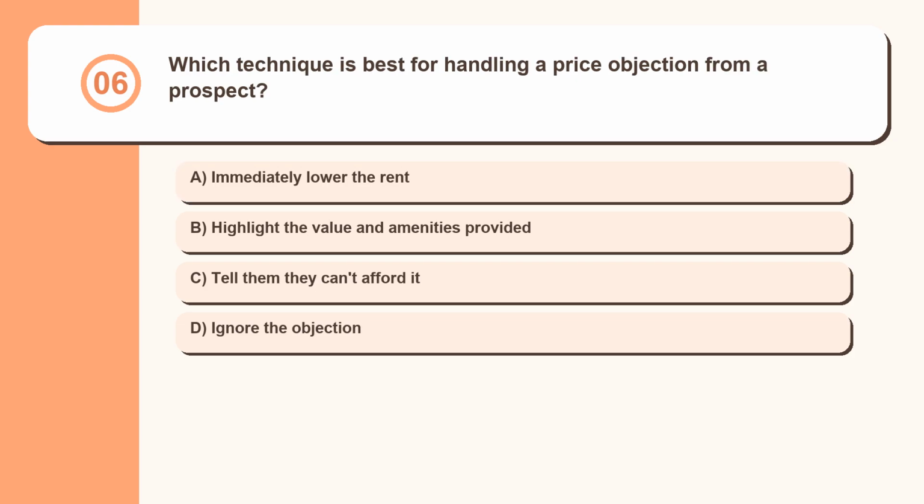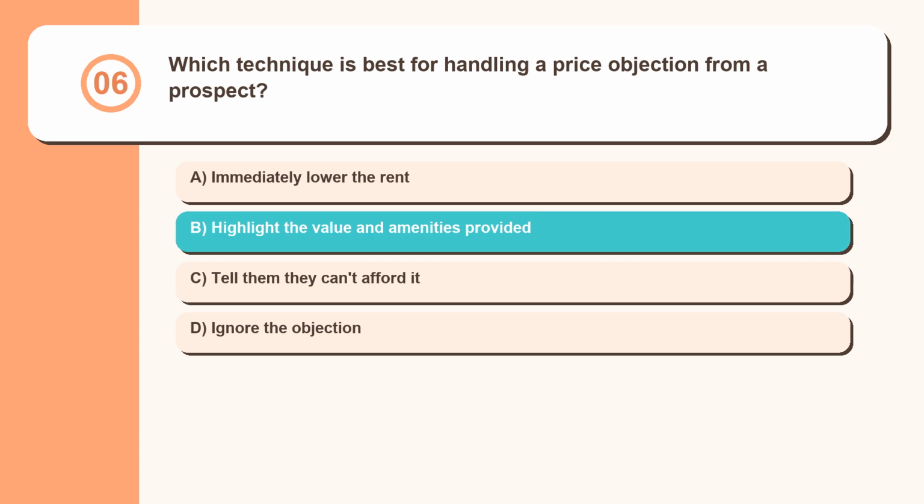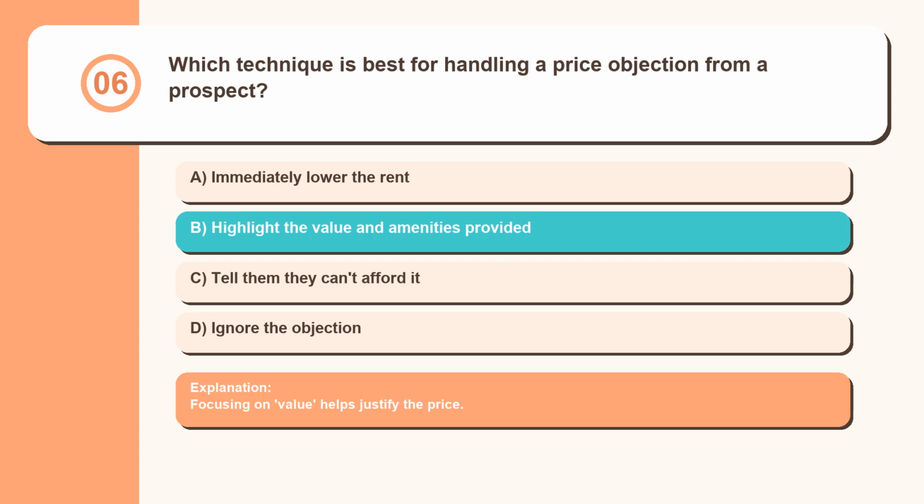Question 6. Which technique is best for handling a price objection from a prospect? Immediately lower the rent. Highlight the value and amenities provided. Tell them they can't afford it. Ignore the objection. Focusing on value helps justify the price.